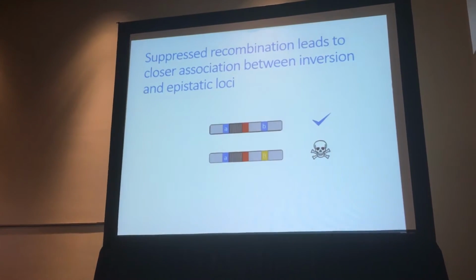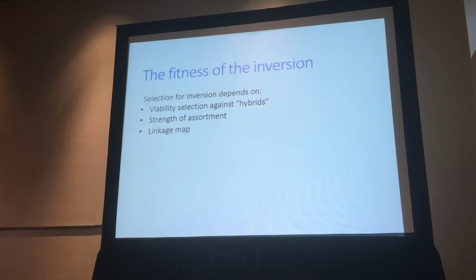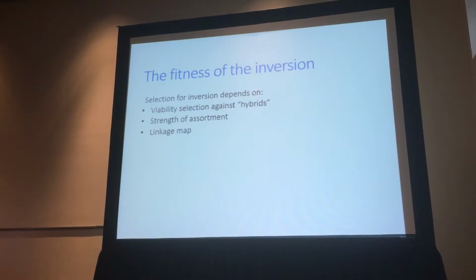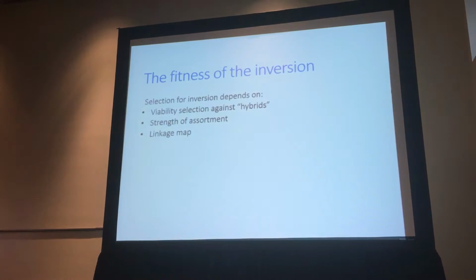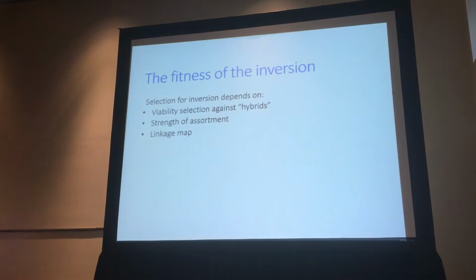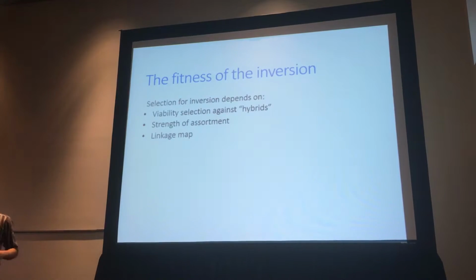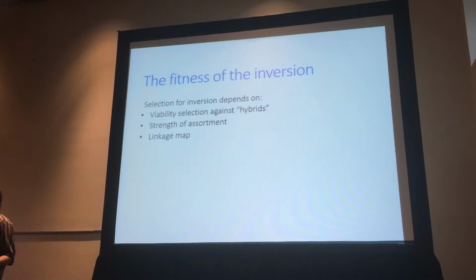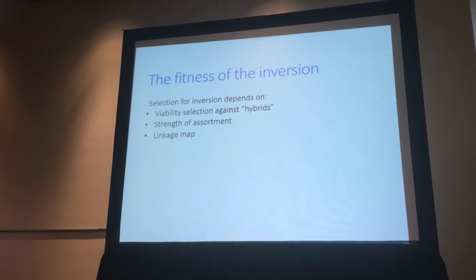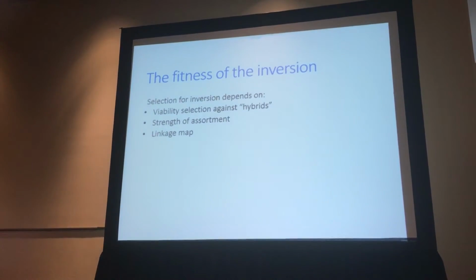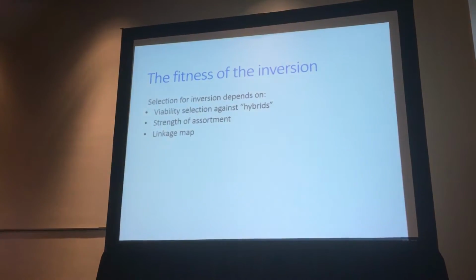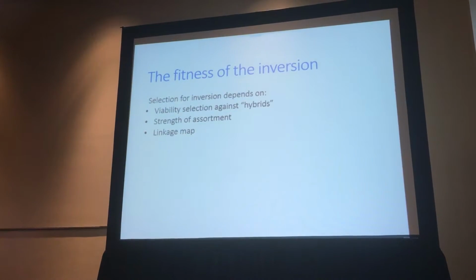So finally, let's look at a little bit of math. I'm actually going to hide most of it away behind the screen. So even in this super simple toy model, the selection for the inversion depends on 3 different parameters, which are viability selection against the hybrids, hybrids here being individuals with mismatched viability alleles, the strength of assortment, and the linkage map. There's a couple of nice things we can take away from this model.